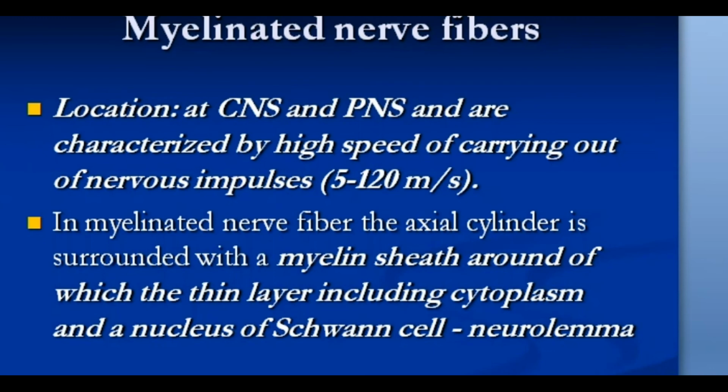Myelinated nerve fibers are located in the CNS and PNS and characterized by a high speed of carrying out of nerve impulse, from 5 to 120 meters per second. In myelinated nerve fibers, the axial cylinder is surrounded with a myelin sheath, around which a thin layer, including the cytoplasm and the nucleus of Schwann cells, is located. This structure is named the neurolemma.